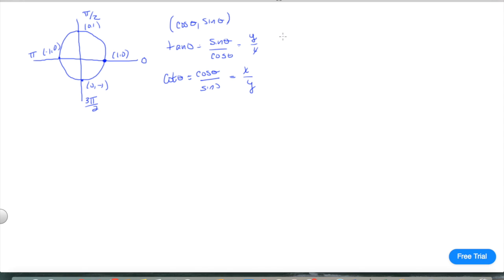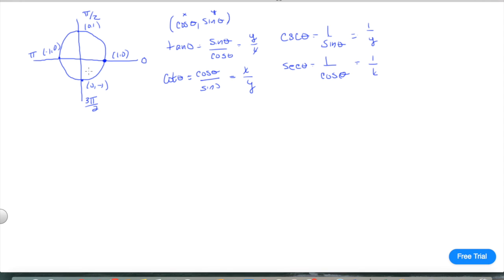Same thing with the reciprocal functions, that cosecant theta is the same as 1 over sine theta. Secant theta is the same as 1 over cosine theta. So this would give us, again, in terms of that x, y ordered pair, this is the same as 1 over y. This is the same as 1 over x.